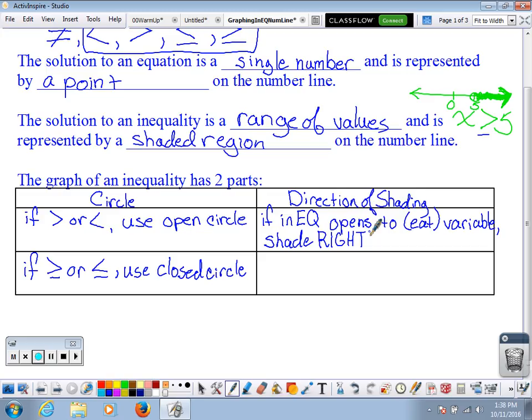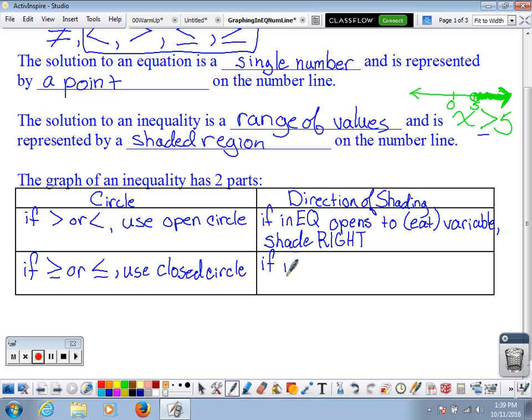Now on the other side of that coin, let's say this time Mark's still the variable, but now the alligator's not eating Mark. It's got its back to Mark. Okay, that means that Mark is the smaller value. Well, where are the smaller values? On a number line, where are the smaller values, guys? To the left. So that's where we'd shade.